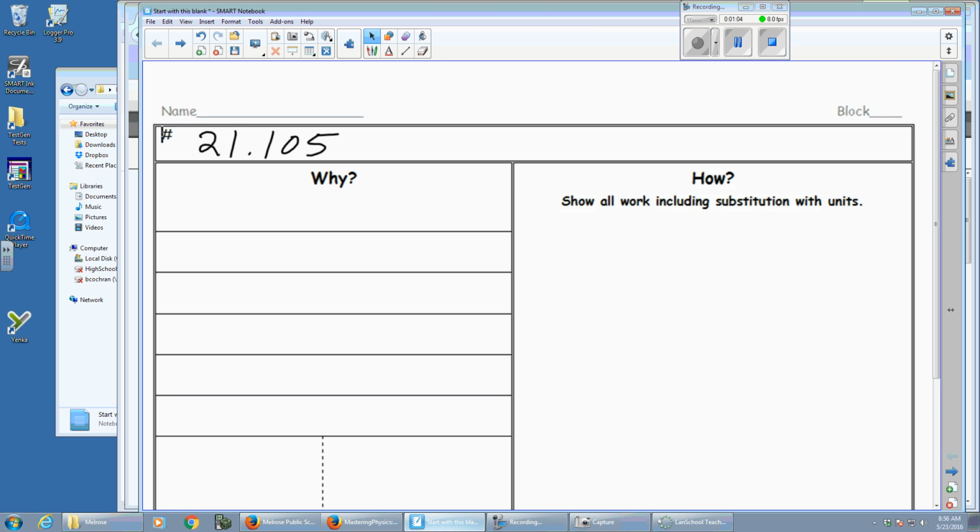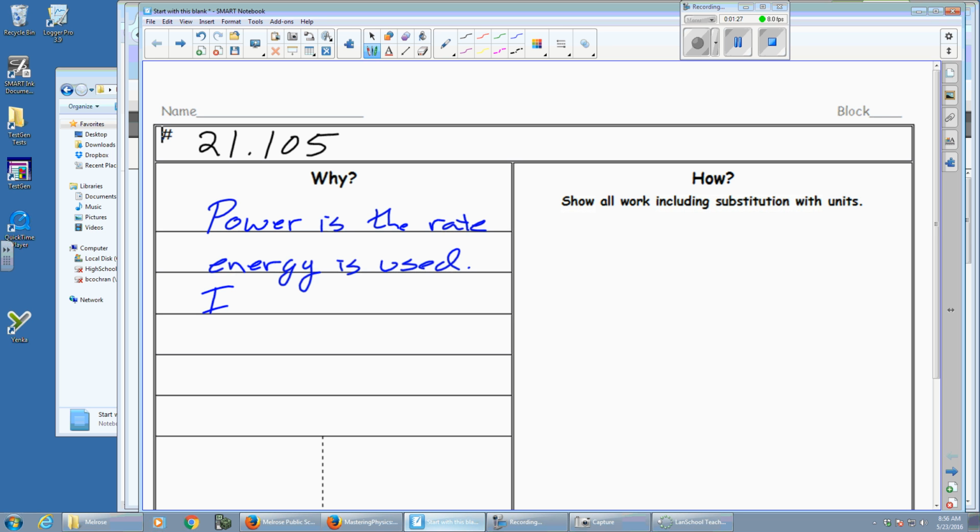For 21105, I would say the only thing you'd really need in your definition was that power is the rate energy is used, and maybe even showing that you understand current is the rate charge passes through, and maybe showing you understand what resistance is, or maybe even voltage. But the big focus on this one would, of course, be power.